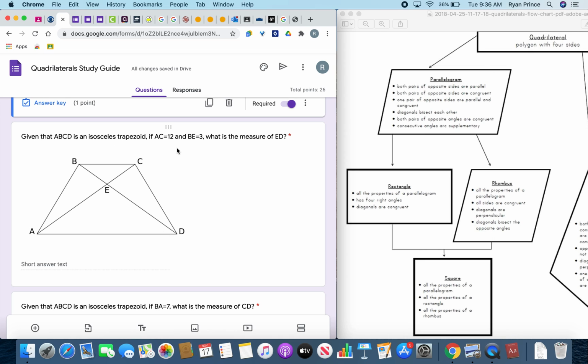We got an isosceles trapezoid still. It says AC is 12, BE is 3. Wants to know the measure of ED. All right, so the diagonals are congruent to each other, but they don't bisect each other. So if they're congruent to each other, the whole thing's 12. So that means this whole B to D is 12. So if I go 3 here, 12 minus 3 gives me the ED would be 9. So that would be your answer there.